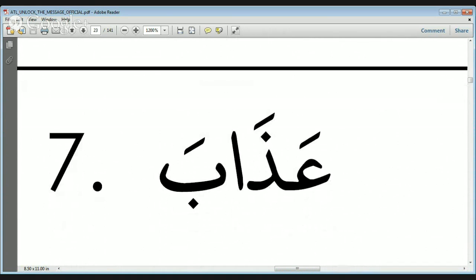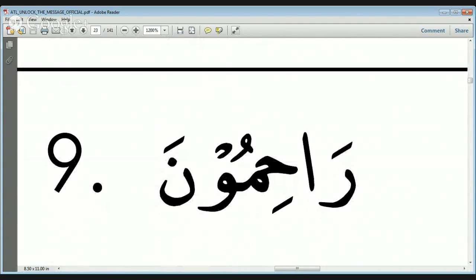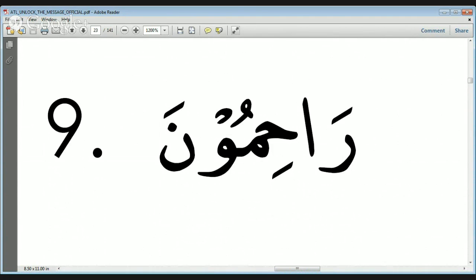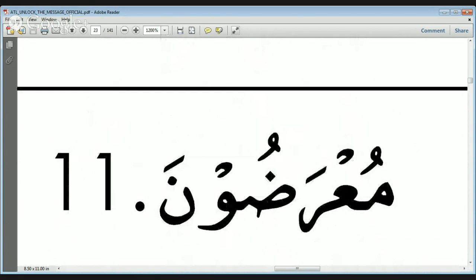Adaba. Light. Very good. Karimu. Light. Very good. Rahimuna. Heavy. Very good. Why? Alright, good. Walladhani. Why? So is it singular, dual, or plural? Dual. Very good. Mu'raduna. Why? Singular, dual, or plural? Plural. Very good.